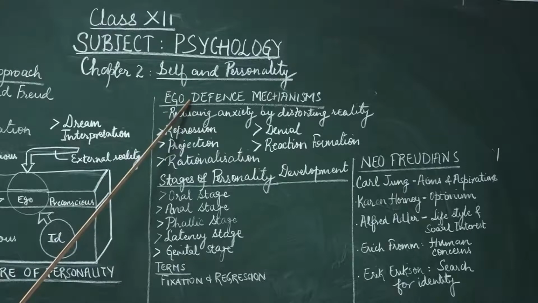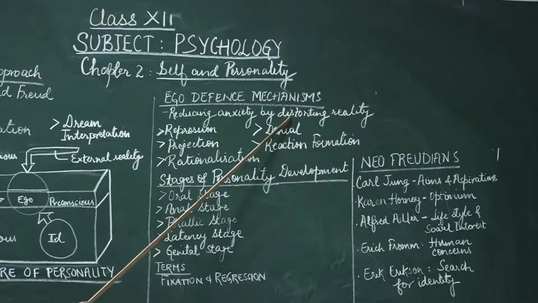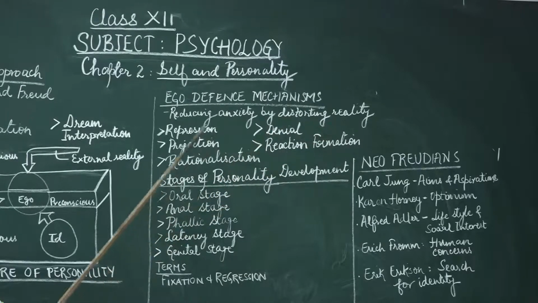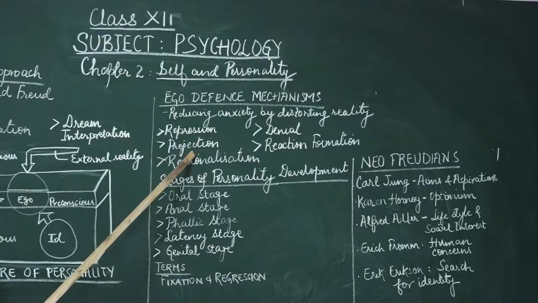Freud gave the concept of ego defense mechanisms. Ego defense mechanisms, students, are the ways of reducing your anxiety by distorting reality or presenting reality in a different form. The first ego defense mechanism is repression. Repression means where anxiety-provoking behaviors are totally dismissed by the unconscious. You must have heard people saying, I don't know why I did that. This is called repression.